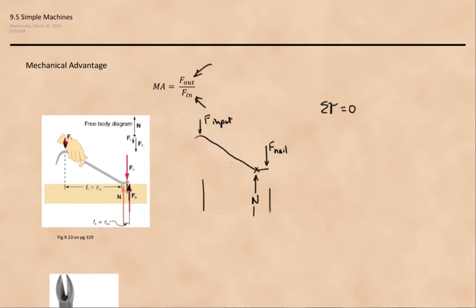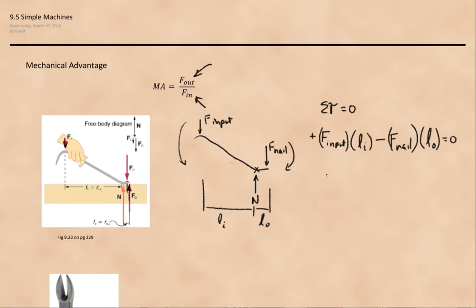I need to know where these forces are. The distance from the pivot point to where the input force is applied is called L sub I. The distance from the pivot point to where the nail force is applied is called L sub O. So now back to calculating torques about the pivot point. The input force creates a counterclockwise torque about the pivot point. The nail force creates a clockwise torque about the pivot point.